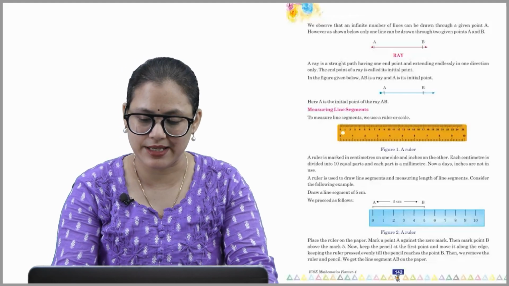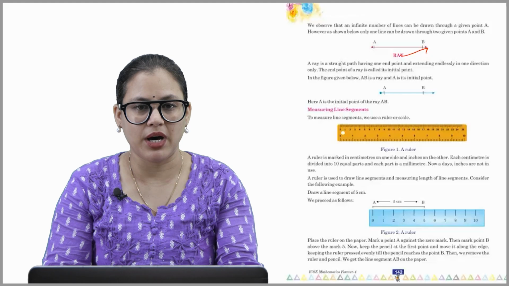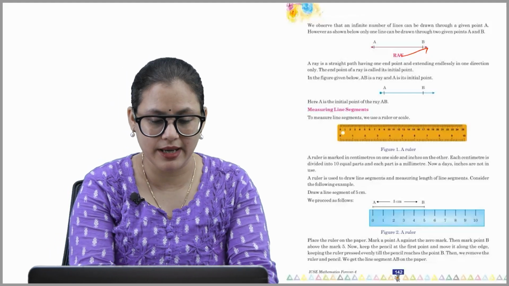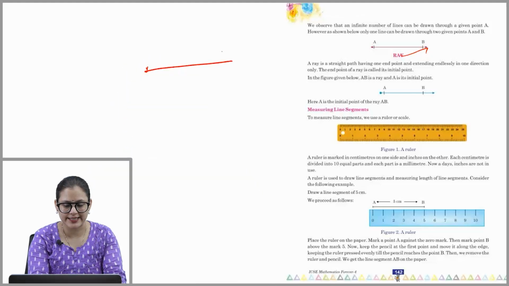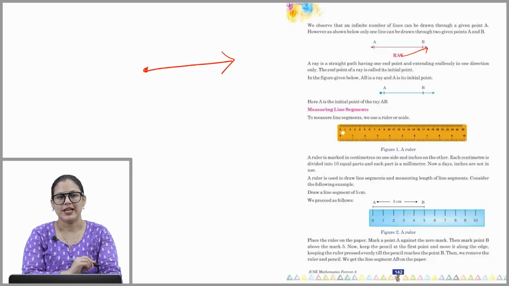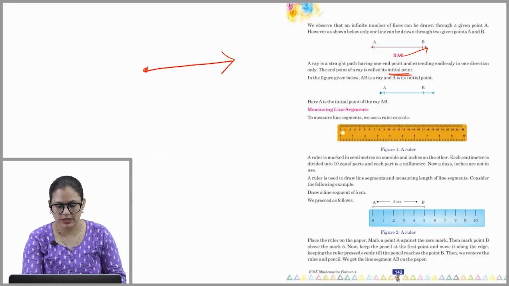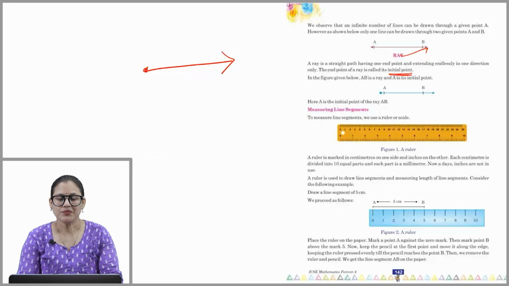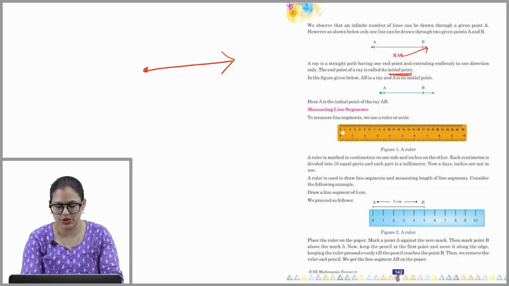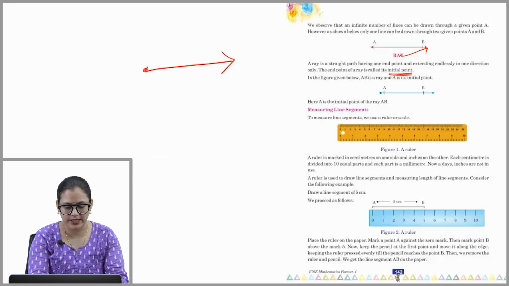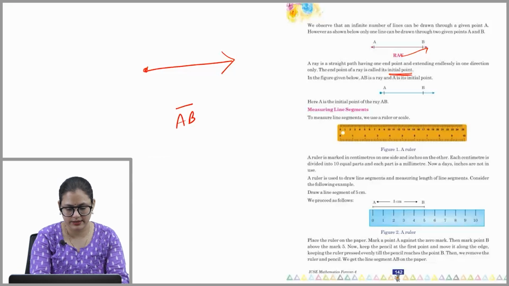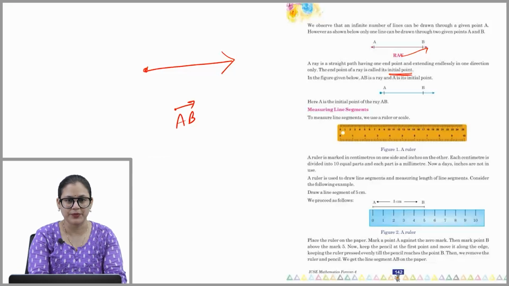Okay. Next is a ray. A ray is a straight path having one endpoint and extending endlessly in one direction. The end point of a ray is called its initial point. In the given figure, AB is a ray and A is its initial point. Here A is the initial point of the ray AB. We write AB with an arrow on top. This is the symbol for ray.